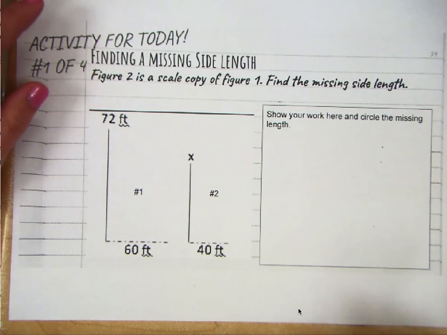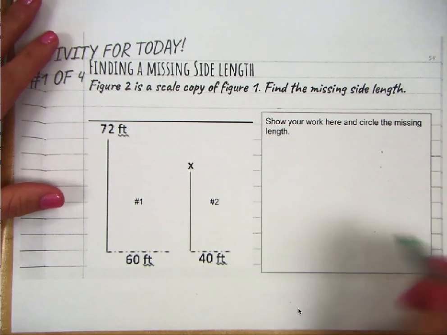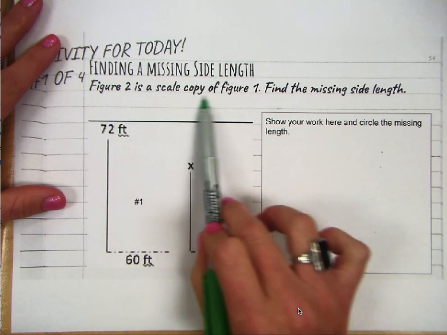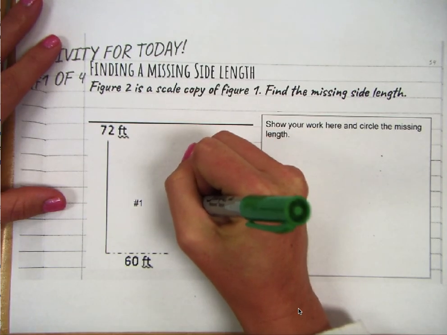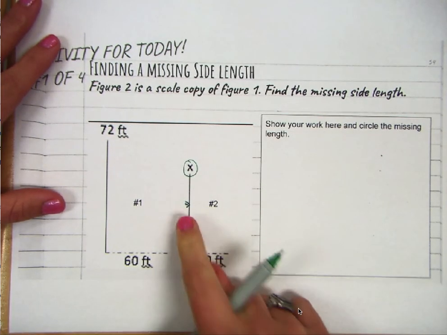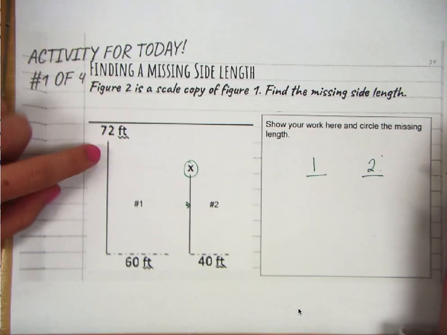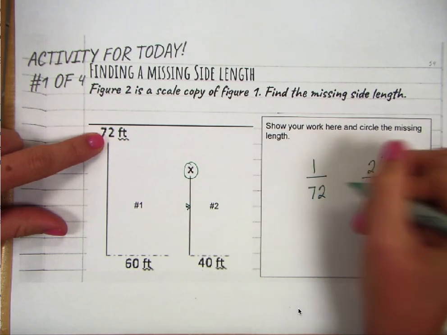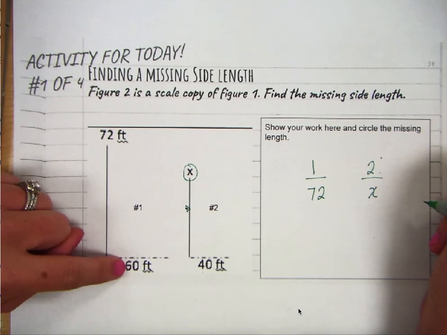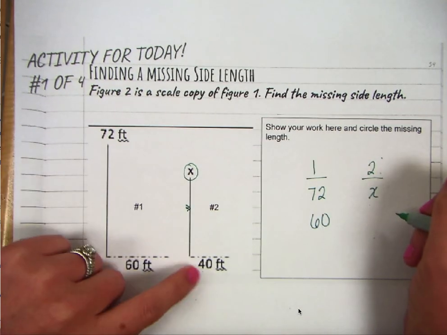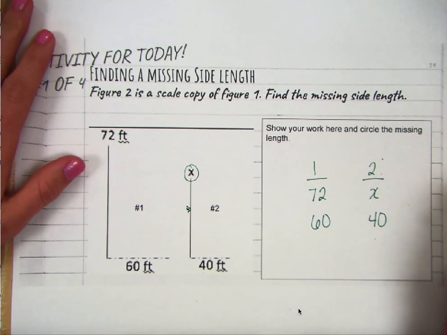All right, one more example from our missing side lengths. So we want to know figure 2 is a scaled copy of figure 1, find the missing side. And so X here, which is this side right here, is the missing side. So I've got figure 1, I've got figure 2. I know that one length in figure 1 is 72, and the corresponding is our X. I know that 60 is in figure 1, and the corresponding is 40. And I want to know what X is equal to.